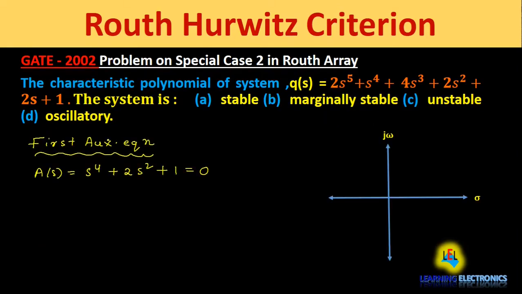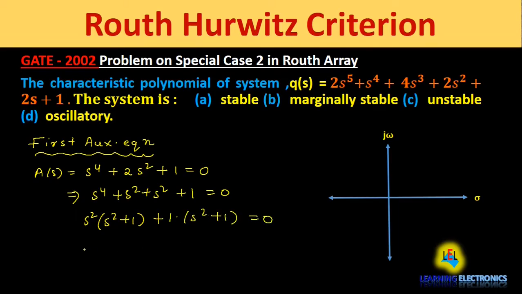So we will take the first auxiliary equation for this. It is equal to s⁴ + 2s² + 1 = 0. Now we will find the roots of this auxiliary equation. We can write this equation as s⁴ + s² + s² + 1 = 0. Now when we take s² common, we will get s²(s² + 1) + 1(s² + 1) = 0. So we will get (s² + 1)(s² + 1) = 0.